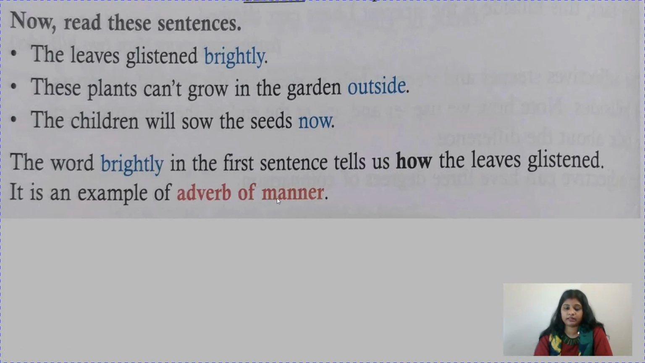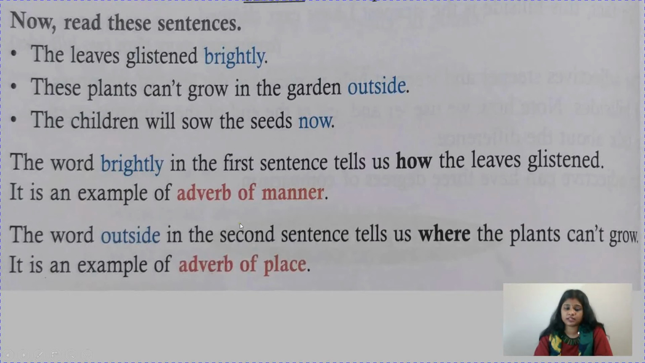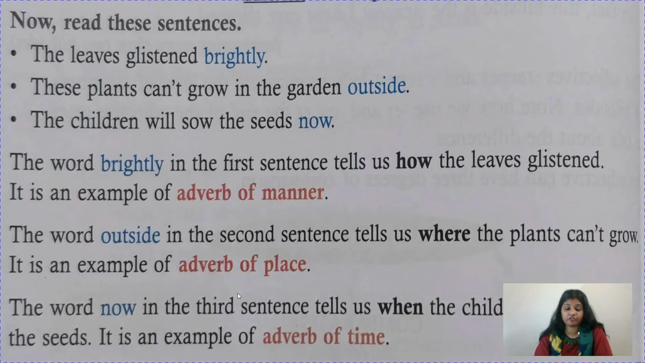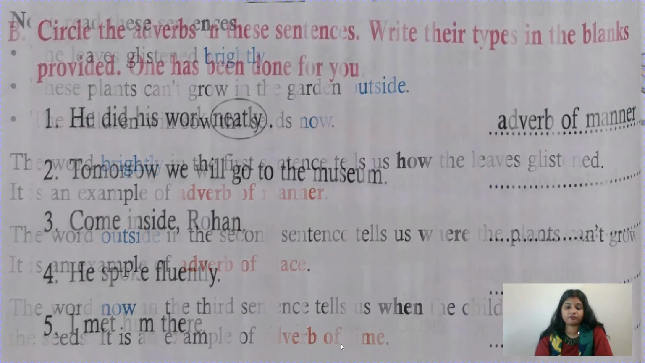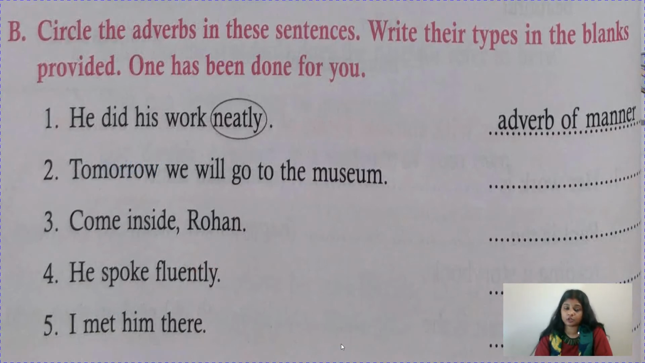And one more thing, children, whenever you get the answer of how, it will become an adverb of manner. It means adverb of manner answers the question of how. The word outside in the second sentence tells us where the plants can't grow. So it is an example of adverb of place. So adverb of place answers the question of where. The word now in the third sentence tells us when the children will sow the seeds. It is an example of adverb of time. So adverb of time answers the question of when.